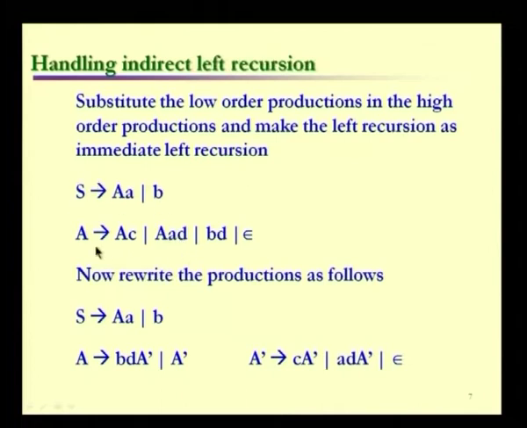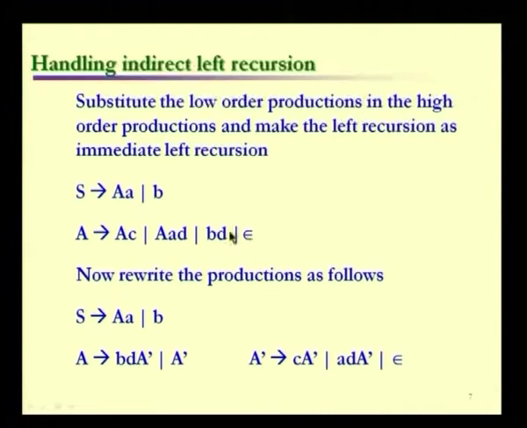So we will have A derives AC, and A derives AAD, and A derives BD, and A derives epsilon. Now everything is explored and we have brought every left recursive rule into immediate left recursion, and we find that A derives AC is left recursive, A derives AAD is left recursive, whereas A derives BD is not left recursive and A derives epsilon is also not left recursive.